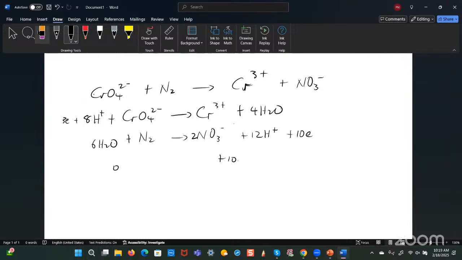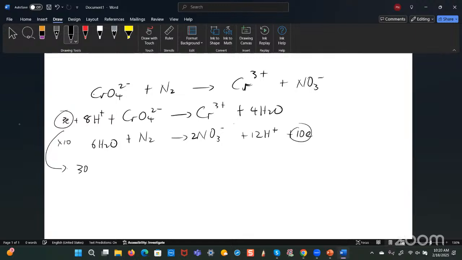Okay, so with that said, what's the next step? Now that we have balanced all the atoms and the charges, what would be the next step? Okay, so how would you equalize the number of electrons lost and gained? In other words, what would you multiply this equation by, and what would you multiply this equation by, so that the number of electrons lost here would be equal to the number of electrons gained here? So you're going to multiply this equation by 10, right?